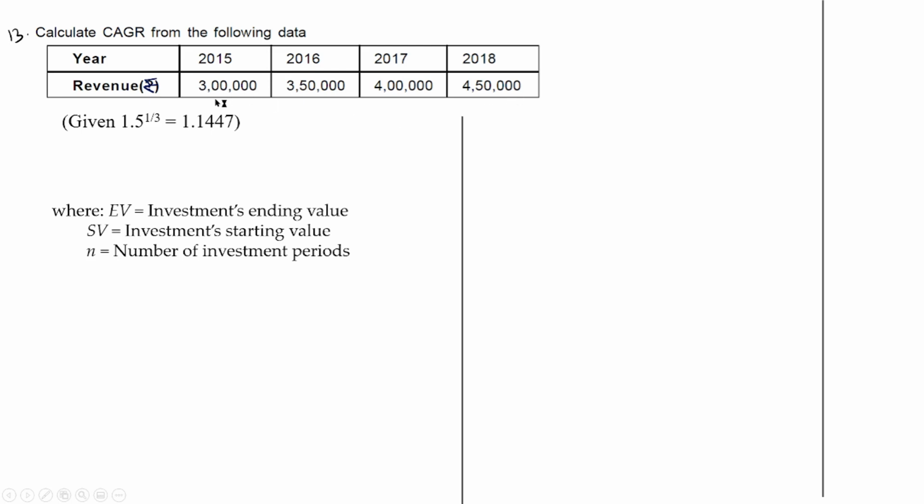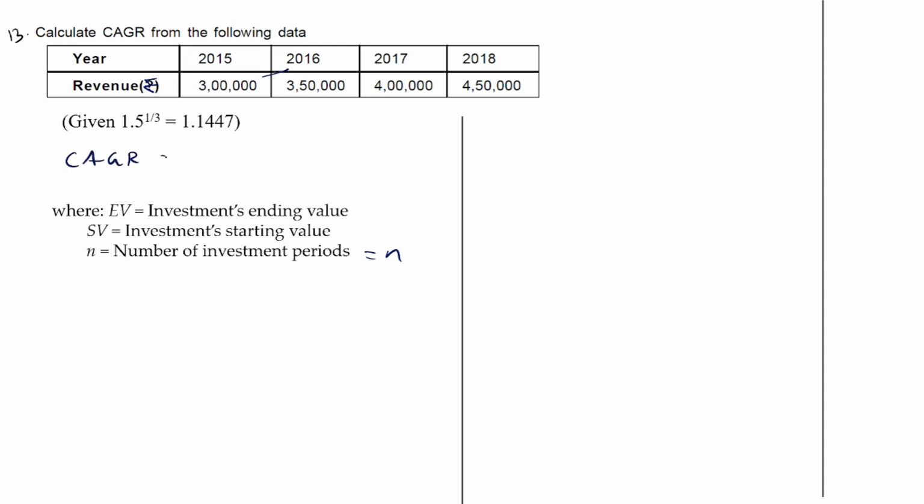This 3 lakhs is the revenue at the end of 2015. So this is the revenue at the beginning of 2016. This is the beginning of 2016. The revenue is 3 lakhs. And at the end of 2018, it is 4,50,000. So the number of investment periods will be 3 years, 2016, 2017 and 2018 in this case.